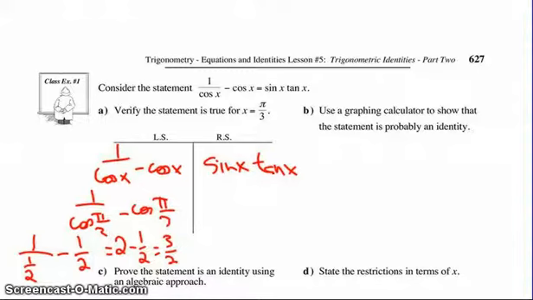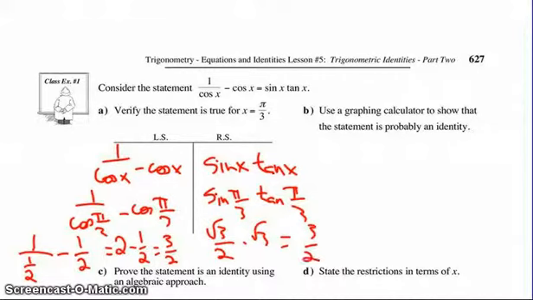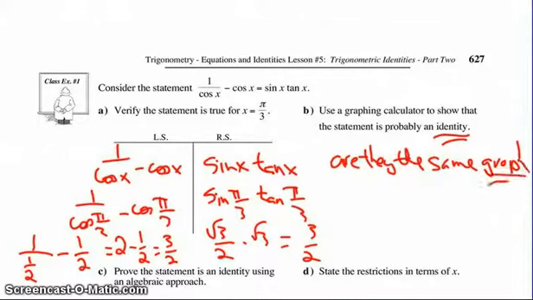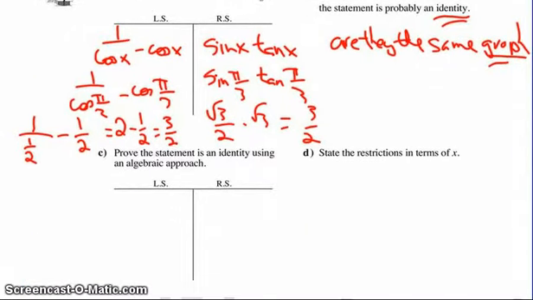What's sine x times tangent x? Well, what is the sine of pi over 3 times the tangent of pi over 3? The sine of pi over 3 is root 3 over 2, and tangent of pi over 3 is equal to root 3, so that ends up being equal to 3 over 2. We can use a graphing calculator to show this statement is true as an identity. So we're looking to see, are they the same graph? I want you to graph that on your calculator and see if they're the same.